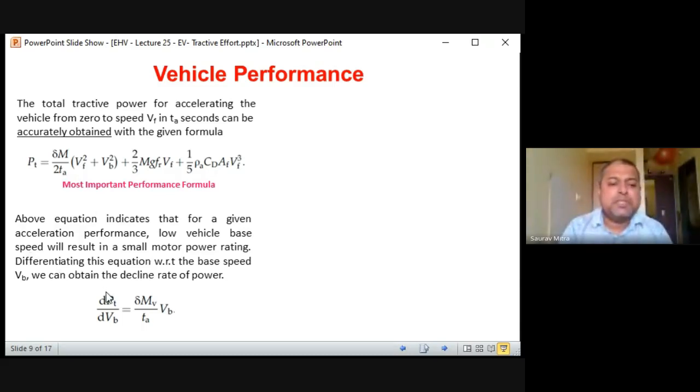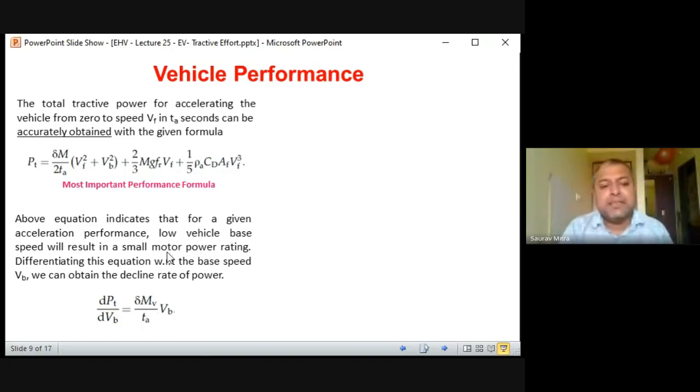So differentiating this PT equation with respect to vb, we find that only the first term is differentiated. So delta m into 2vb divided by 2ta, so it will be delta m vb divided by ta. So this is what you are finding, delta m vb divided by ta. This m is actually given as mv. That means this is the rotational linear vehicle speed that we are talking about.